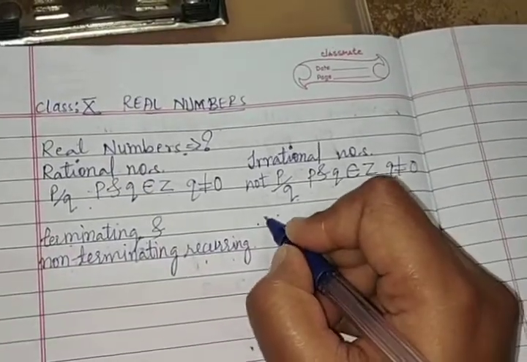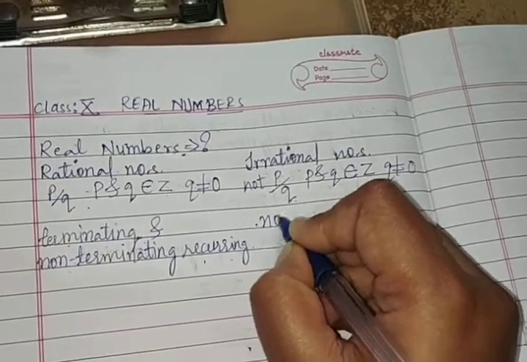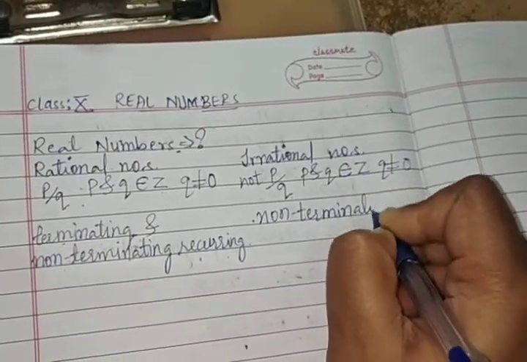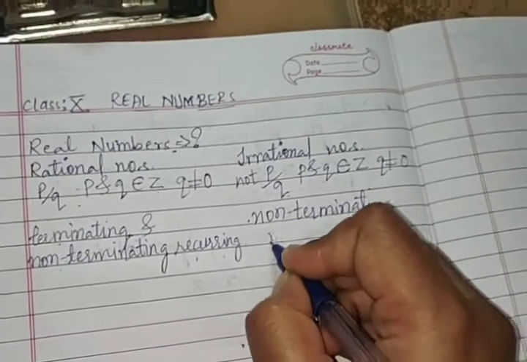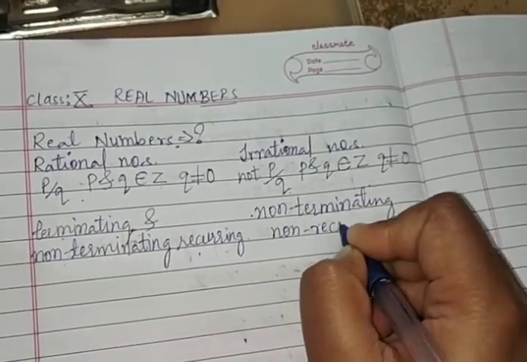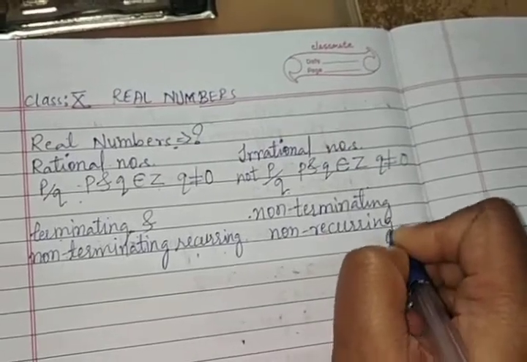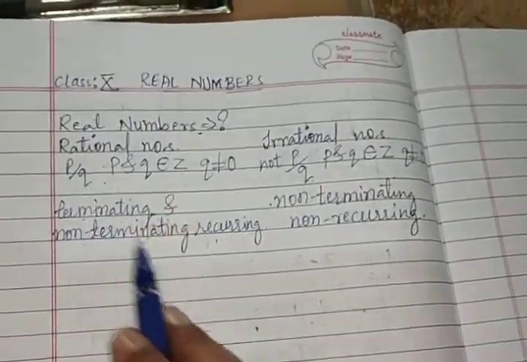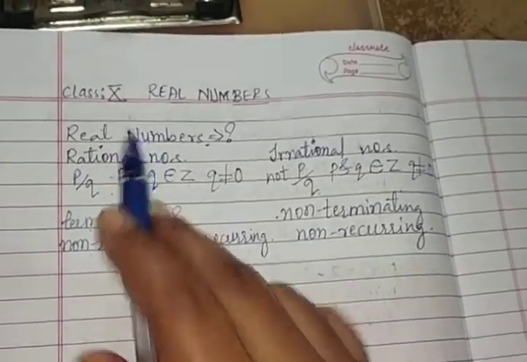And for irrational numbers, the decimal expansion will be non-terminating as well as non-recurring. Non-terminating and non-recurring decimal expansion. So the combination of all these numbers are real numbers.